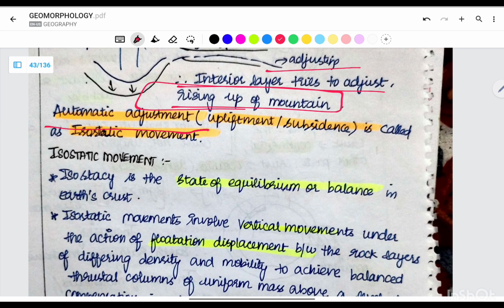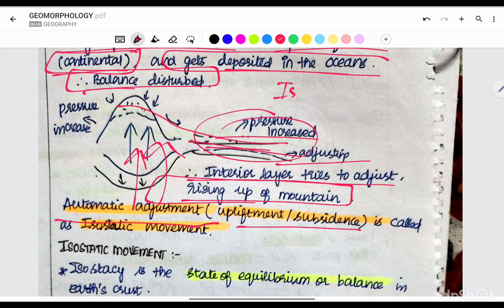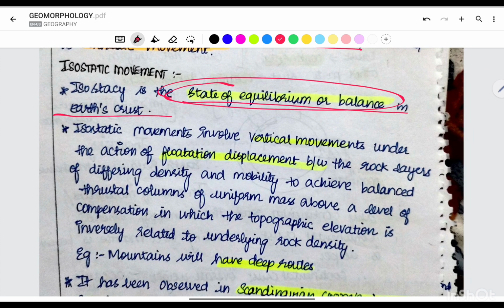Now, automatic adjustments, upliftment. Now, it is eroded, right? Now, this part becomes heavy, so it needs to be elevated. This is what we call the isostatic movements. Isostatic is a state of equilibrium, or a balance in the Earth's crust. It needs to maintain the equilibrium.